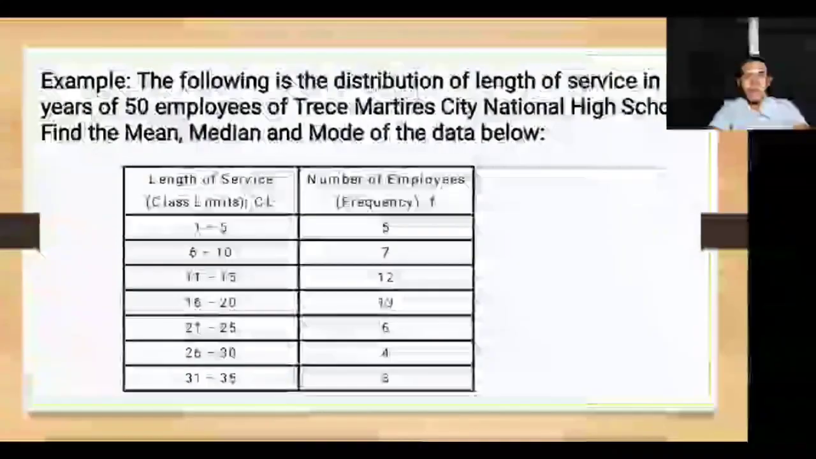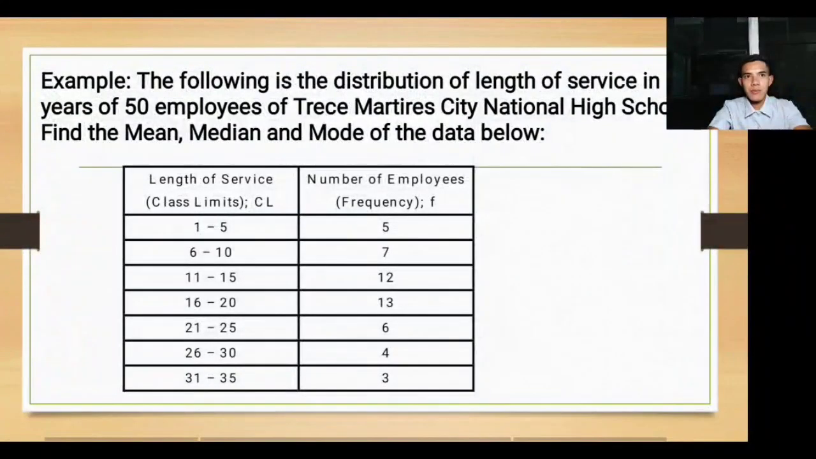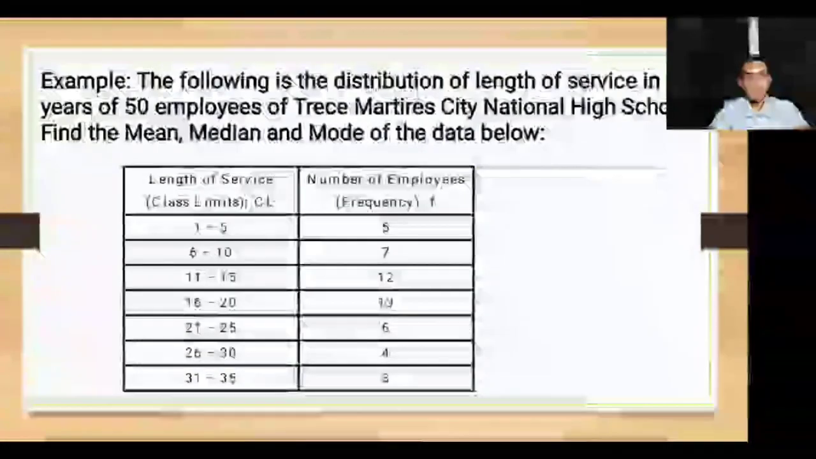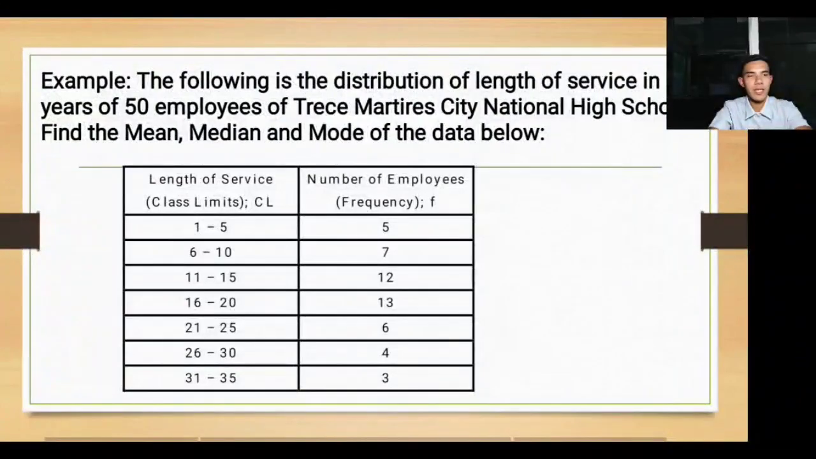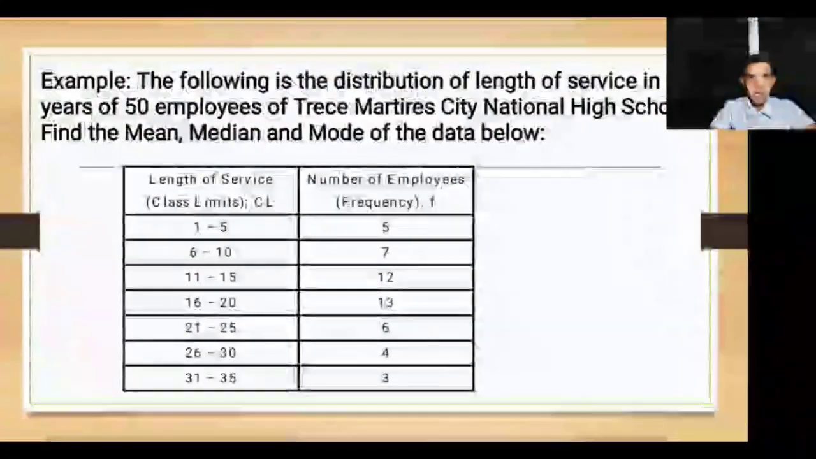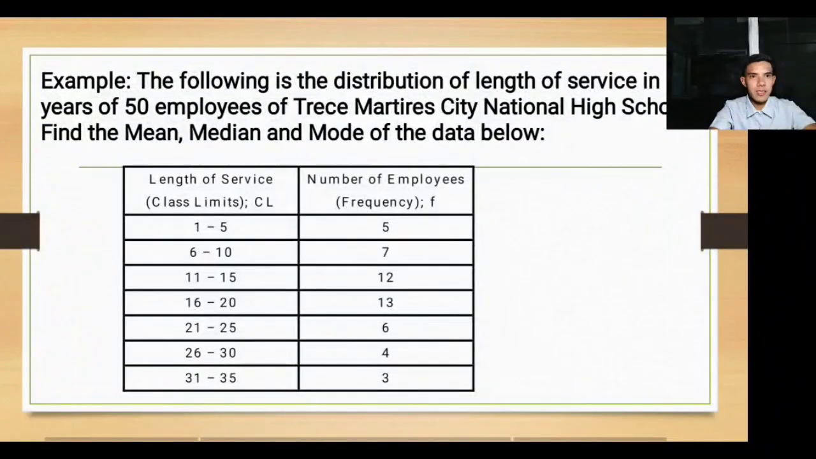So we have here an example. The following is the distribution of length of service in years of 50 employees of Trece Martires City National High School. Find the mean, median, and the mode of the data below. Their length of service is our class limits, and the number of employees is the frequency. So 1 to 5 is 5, 6 to 10 is 7, 11 to 15 is 12, 16 to 20 is 13, 21 to 25 is 6, 26 to 30 is 4, and 31 to 35 is 3. So let's compute the mean, median, and the mode.